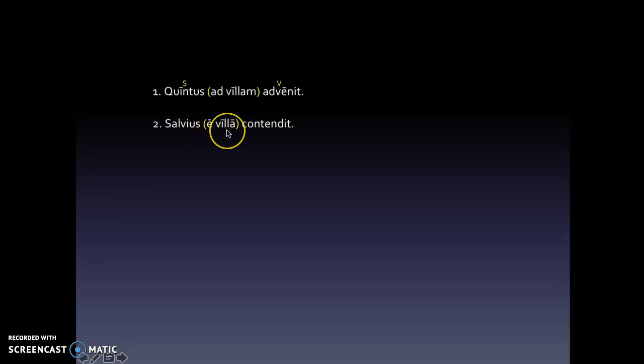Here, a villa, out of the house. This is our prep phrase. This is an ablative. This one up here is an accusative. This is an ablative prep phrase. A always takes the ablative. We've got a nominative subject. We've got a verb. So Salvius hurried out of the house.